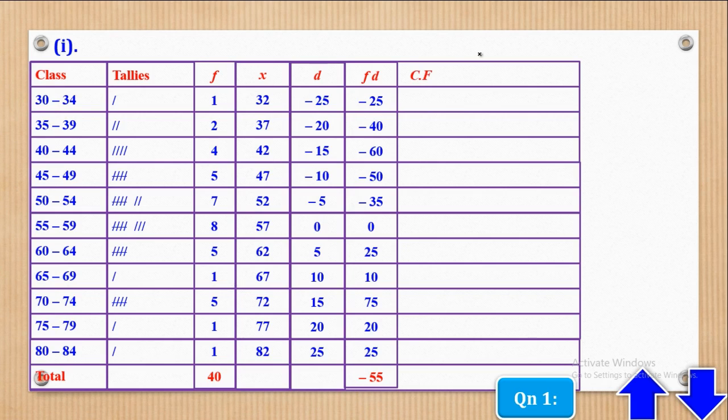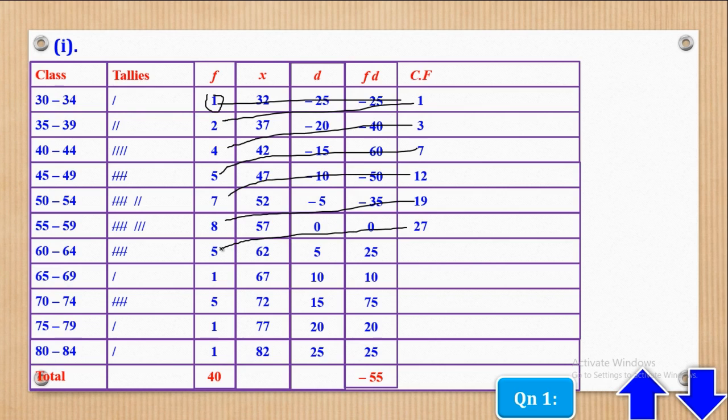So next will be now generating the column for cumulative frequency. Remember, cumulative frequency is got from the column of frequency. We shall start with this very value 1 and put it here. Then after that we shall say 1 plus 2 to come up with 3. Then 3 plus 4 to come up with 7. 7 plus 5 to come up with 12. 12 plus 7 to come up with 19. 19 plus 8 to come up with 27.